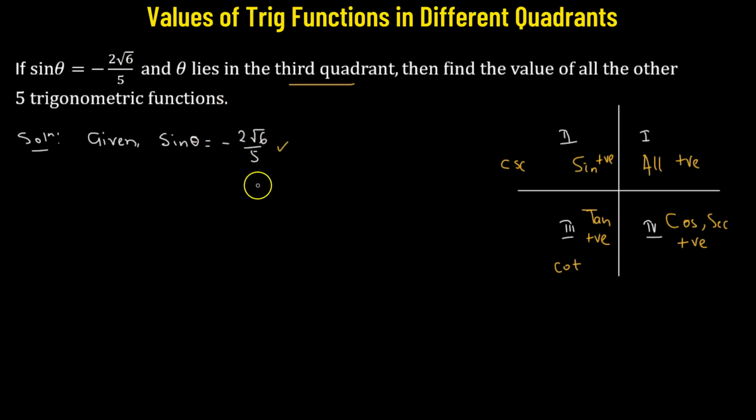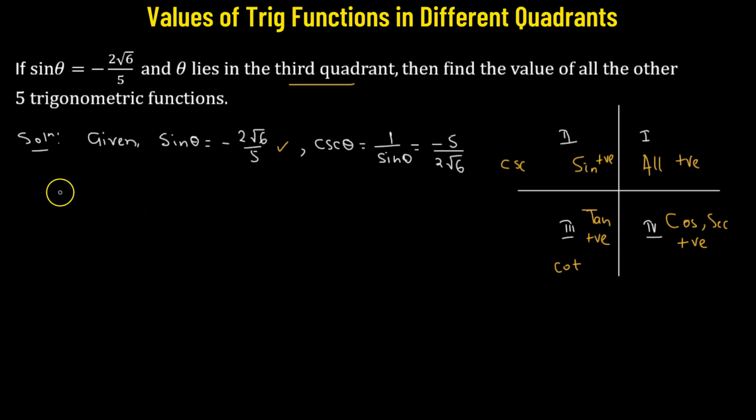Now that we have the value of sine theta, we can immediately find the value of cosecant theta, because cosecant theta is the reciprocal of the sine function. That's 1 over sine theta. So if we take the reciprocal of sine, which is negative 2 times square root of 6 over 5, we get negative 5 divided by 2 times square root of 6. I'm leaving this value as is. If you want, you can also rationalize it.